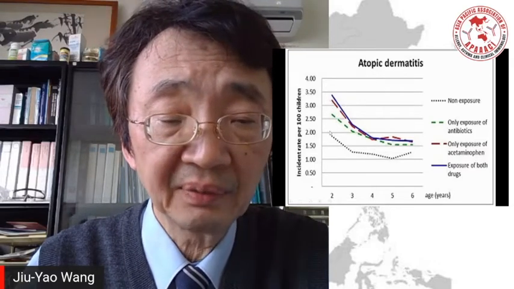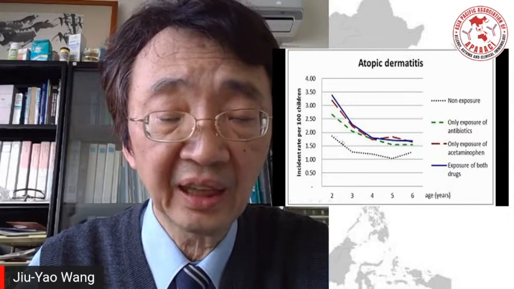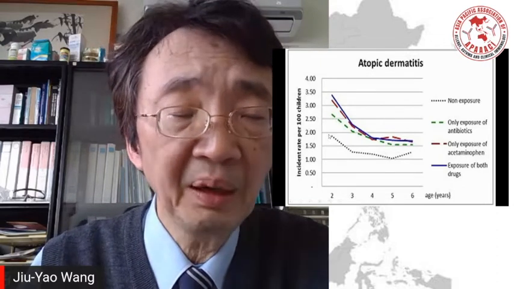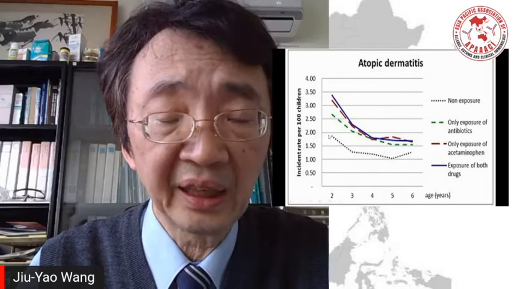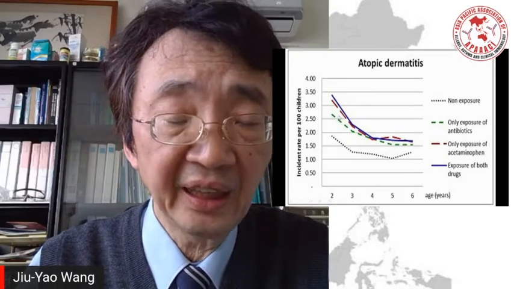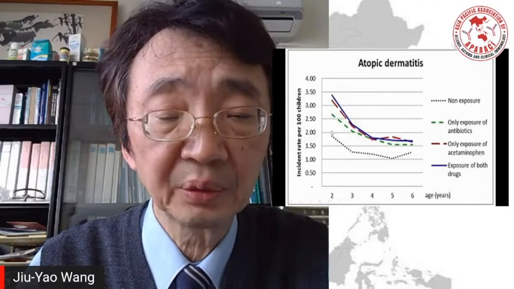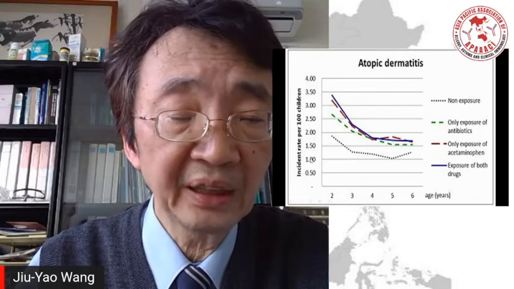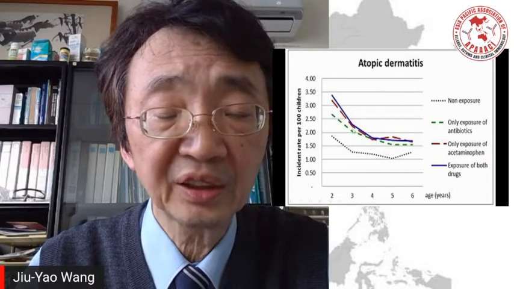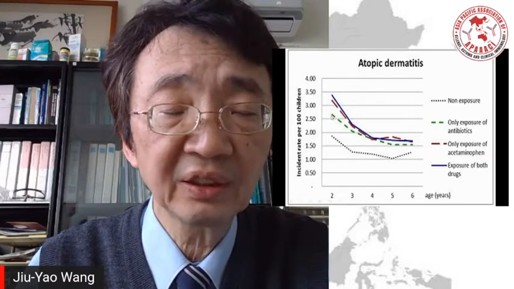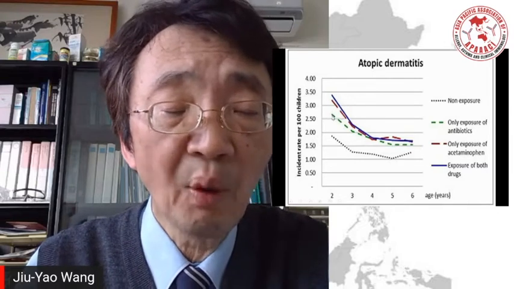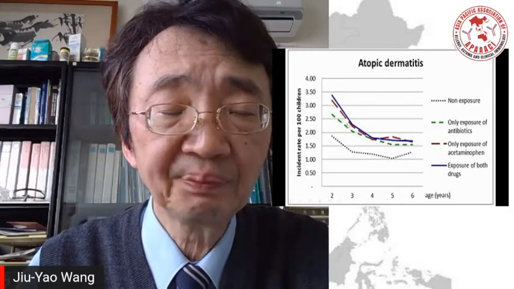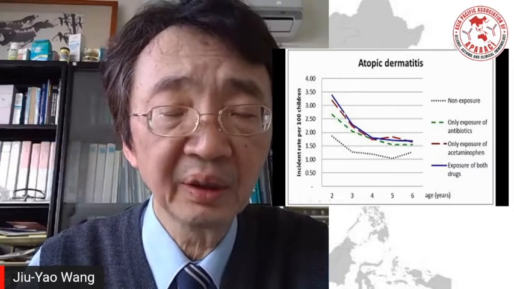You can see the dark line is the subject group that was never exposed to antibiotics. So you can see the incidence of AD starts decreasing after 2 years of age and continues to five years of age. And if they have been exposed to antibiotics, they become the green dash line, and then the risk of developing atopic dermatitis will increase 100%, or become double. And when they use acetaminophen, they also have the same effect.